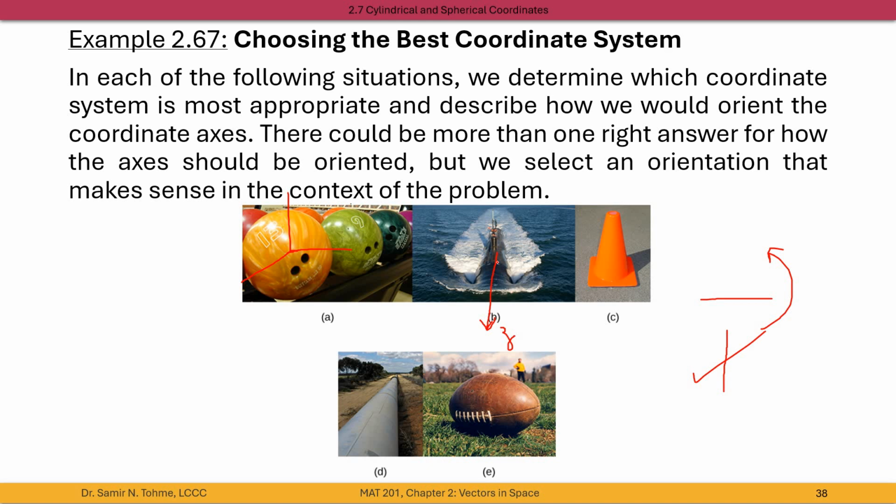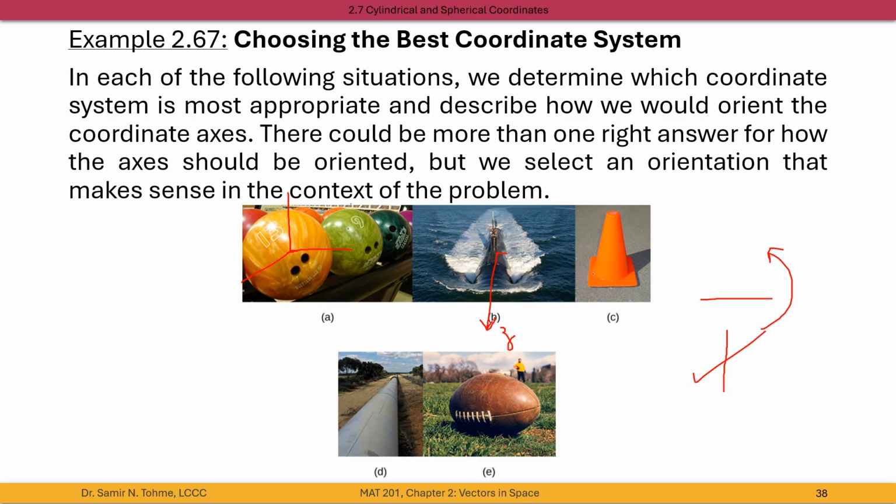This is for z, and since we're dealing with cylindrical coordinates, r will be the sideways distance from the path, and theta is the angle that gives you the direction around the ship.